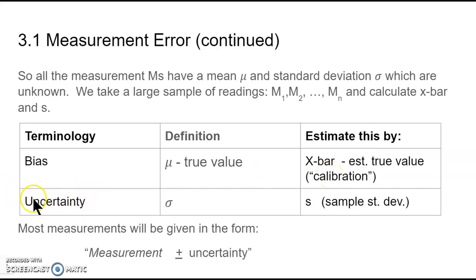Our uncertainty in any of these measurements is the standard deviation. We're going to estimate that by a sample standard deviation. Most of the measurements are going to be given in the form of the measurement plus the uncertainty. This uncertainty is going to be either an S or a sigma, just so you know. So in your notes, under uncertainty, you might write S or sigma. That's what we're going to be dealing with: some measurement plus or minus uncertainty.